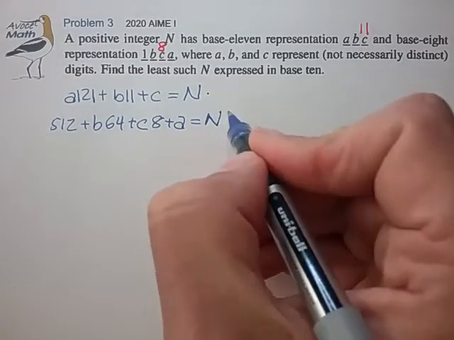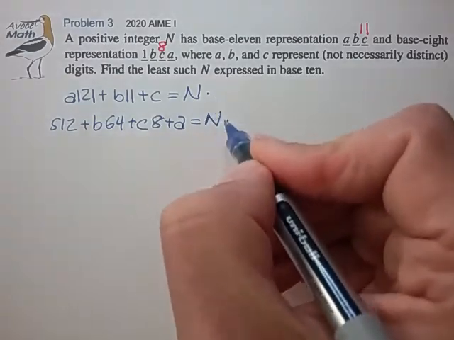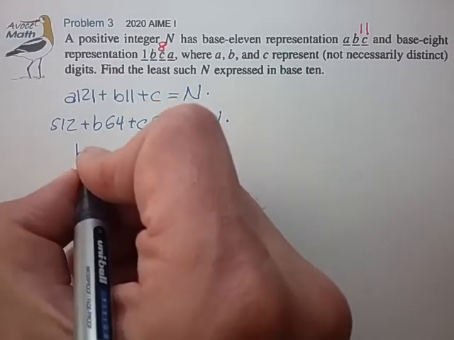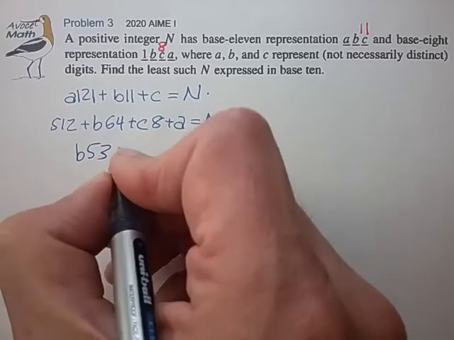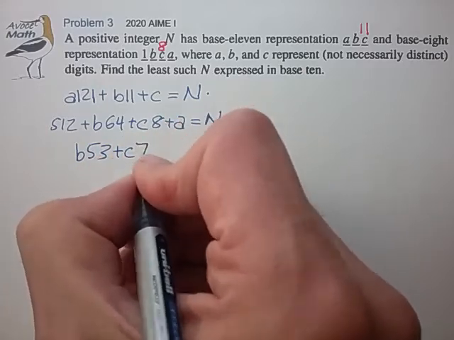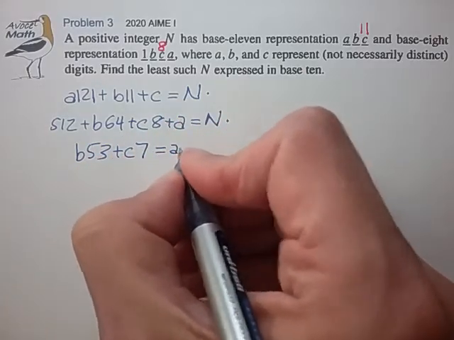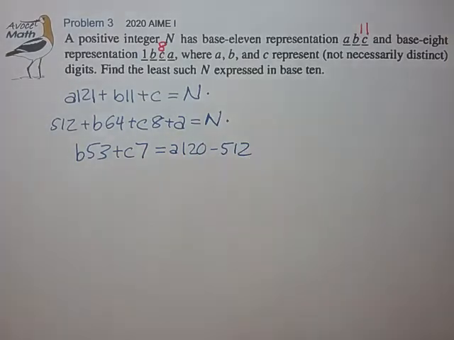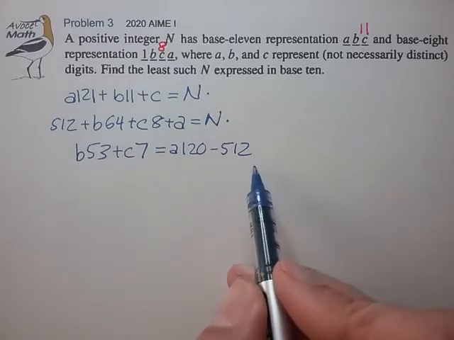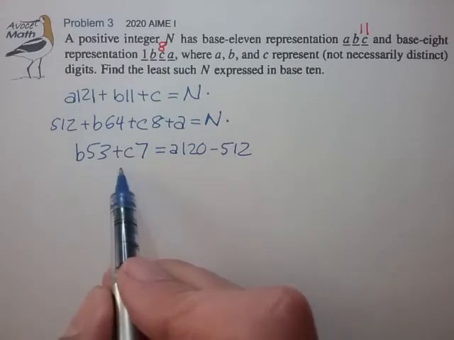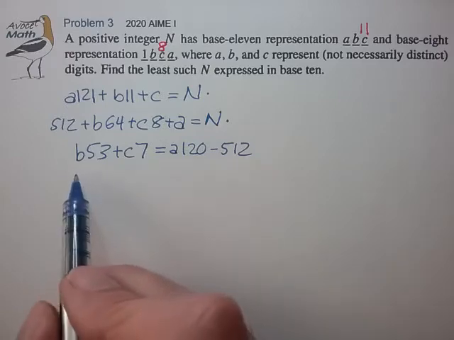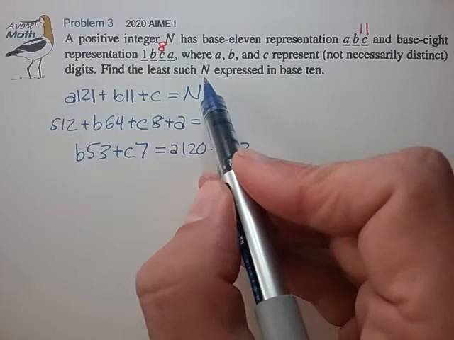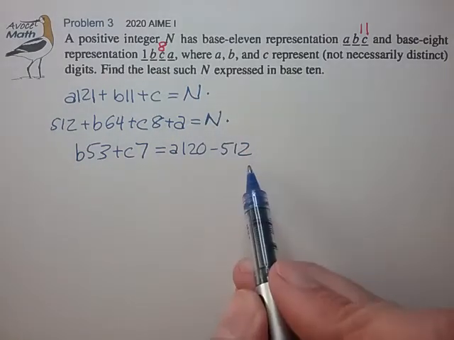Now we don't know what n is, so let's subtract these two equations to eliminate n. Subtracting and rearranging just a little bit, we get landed on 53B minus 7C is equal to 120A minus 512. So we have a single integer equation in 3 variables. Now this would be very difficult to solve in general, but we're not trying to solve for a general solution. We're trying to find the minimum value of n that satisfies this.